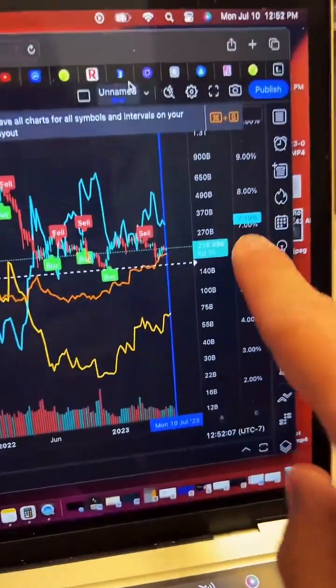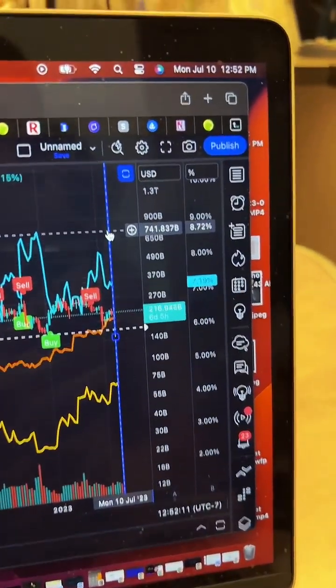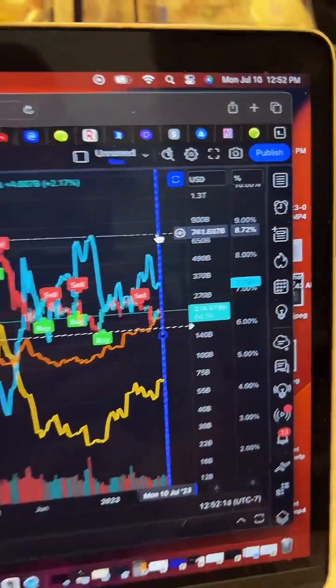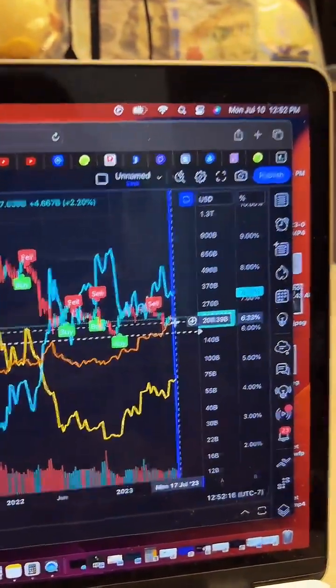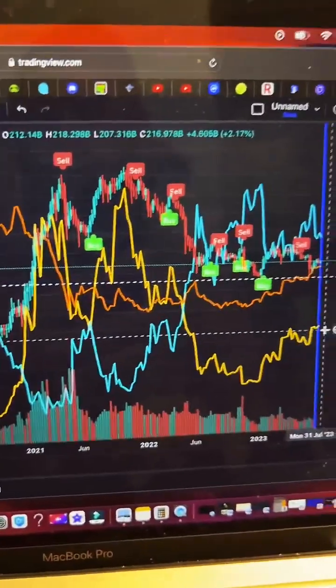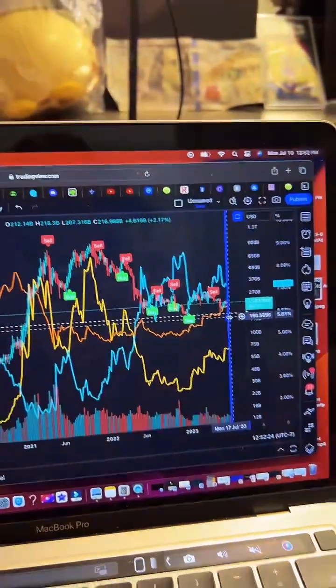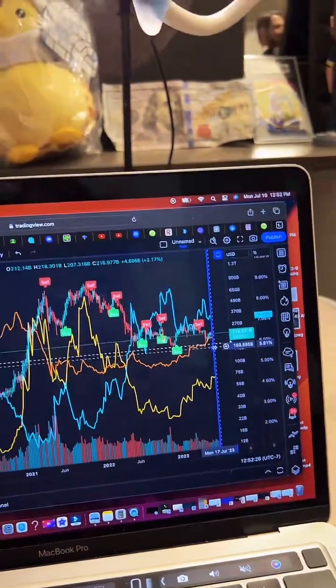Because right now Tether is 7.19%. I would think it comes up to at least 8.5%. I would think dominance right now, which is 51.6, goes to 52, 53%. I think Bitcoin price is going to go sideways to down, and I think altcoins are going to bleed more.